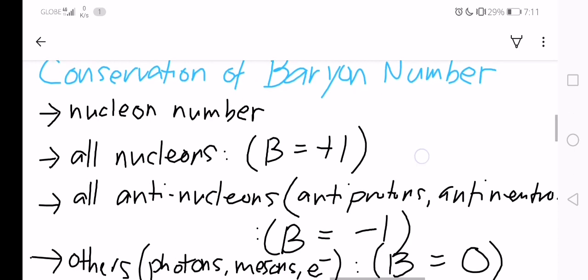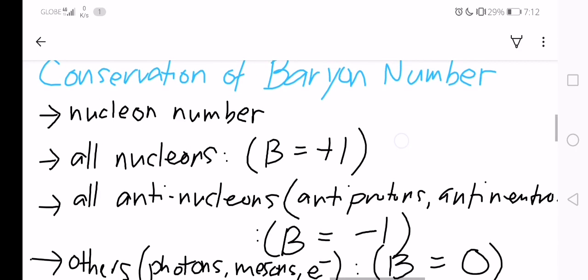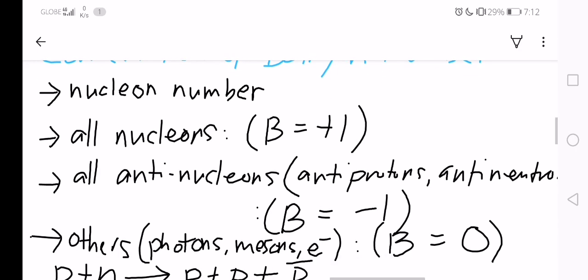So all nucleons have a baryon number of +1. All antinucleons, which are antiprotons or antineutrons, have a baryon number of -1. And all others, photons, mesons, electrons, all others aside from nucleons, have a baryon number of 0.